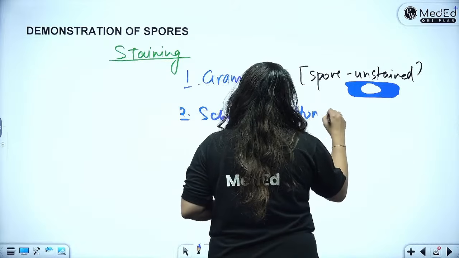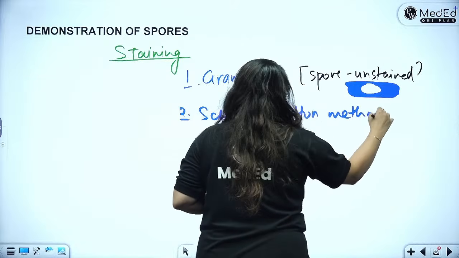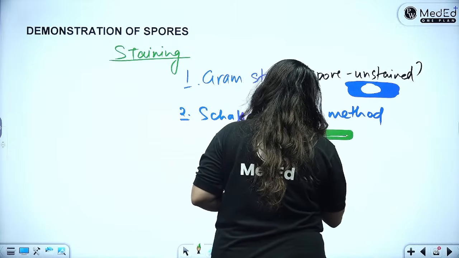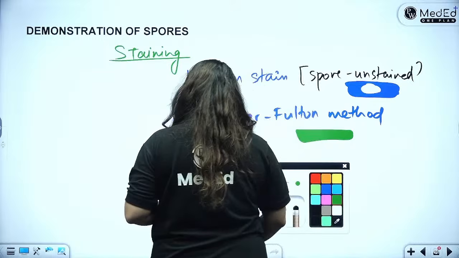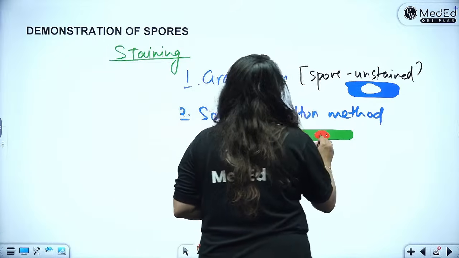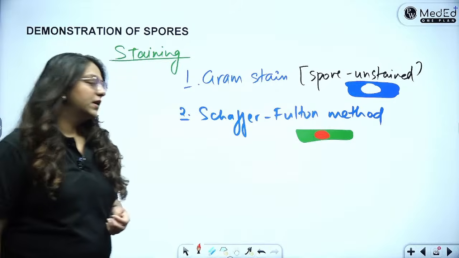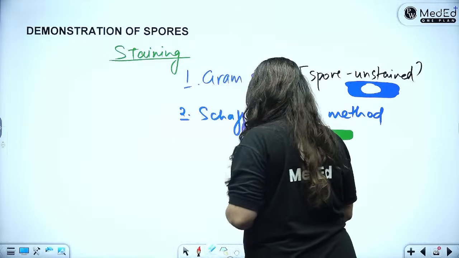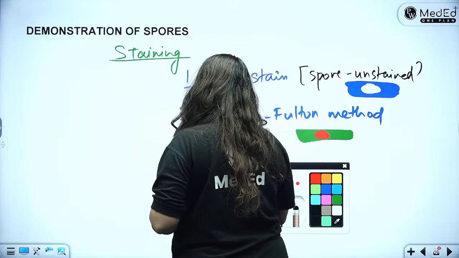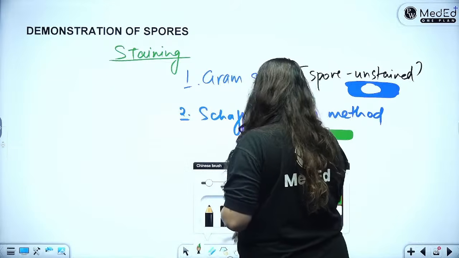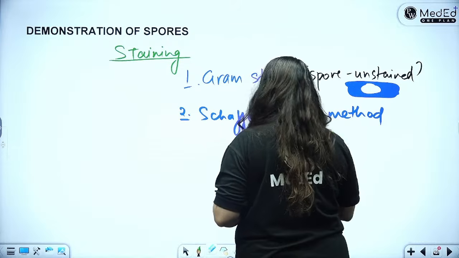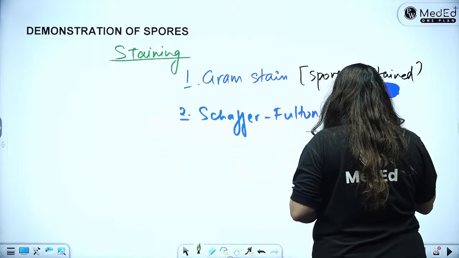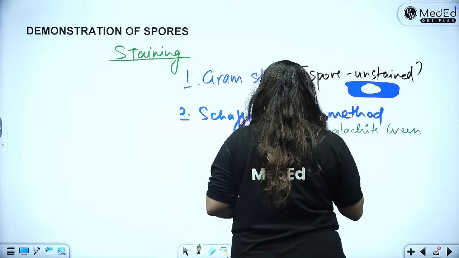Schaefer-Fulton method. In this I use two dyes. I use malachite green and safranin. So my bacteria turns green because of malachite green, and the spores take up the red stain because of the safranin. This is the Schaefer-Fulton method, in which I am using malachite green and safranin. The two stains which I use are malachite green and safranin.